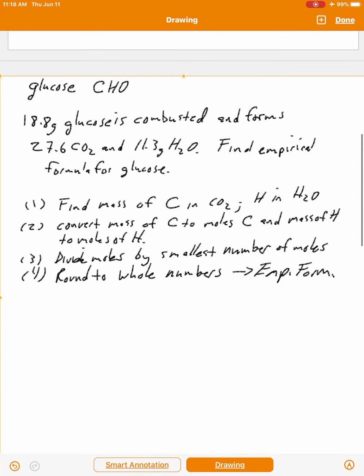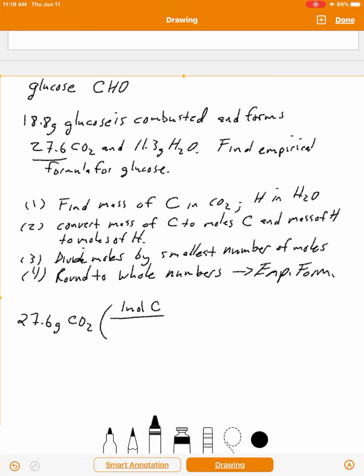Okay, so let's begin with our data. What we know is that glucose has carbon, hydrogen, oxygen. So our first step is we're going to find out how much carbon is in that glucose sample by figuring out how much carbon was in the carbon dioxide. So it's 27.6 grams of carbon dioxide, right? That's given. Then we look in the periodic table and we find that the mass of carbon is 12.01 grams per mole. That's the molar mass of carbon from the periodic table.